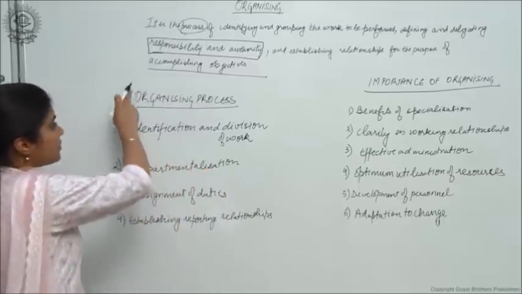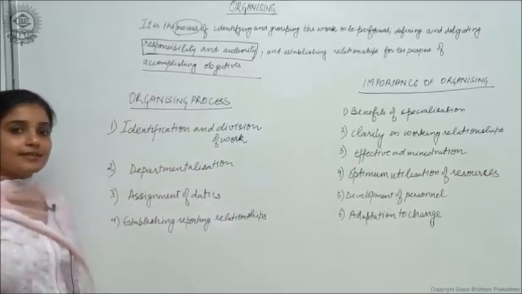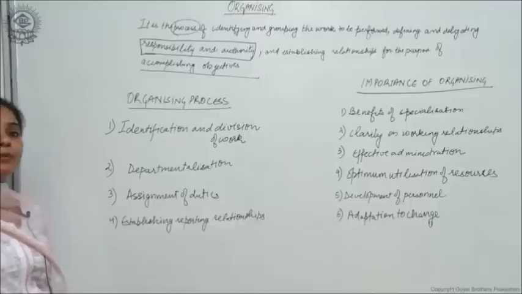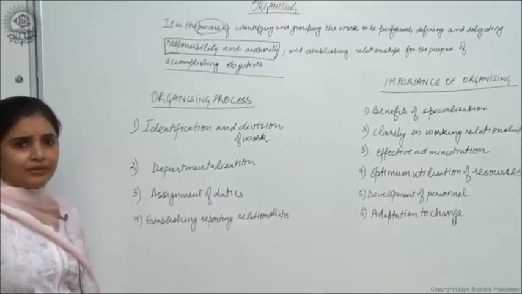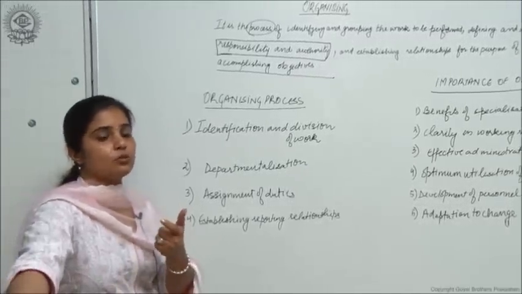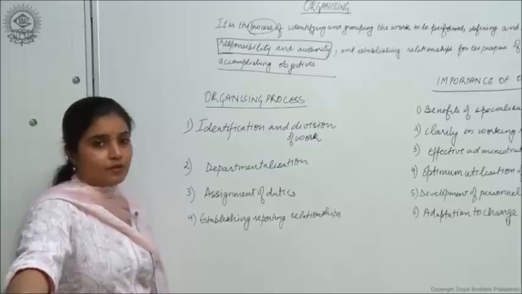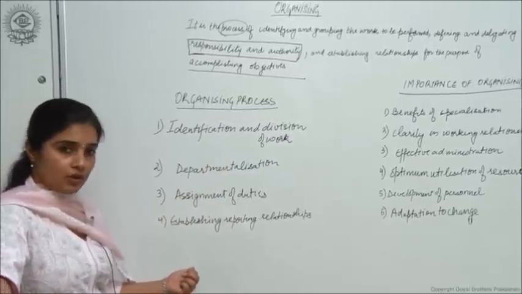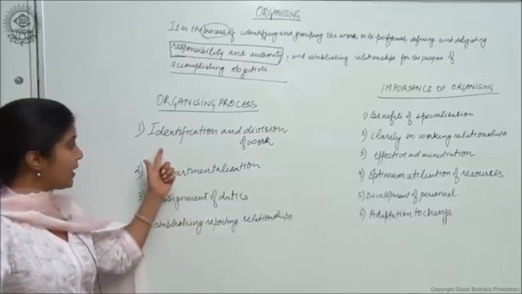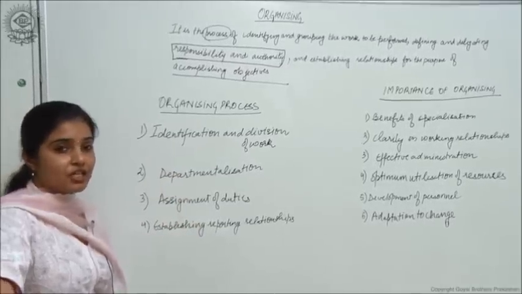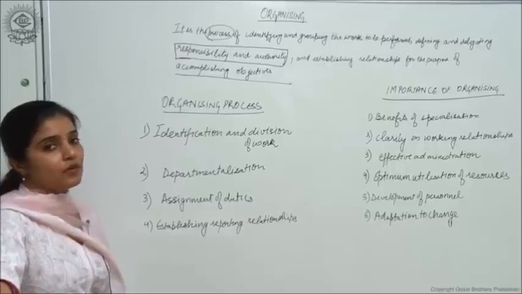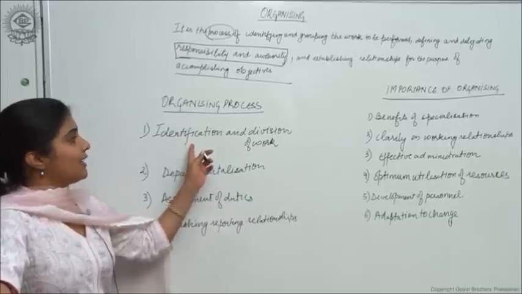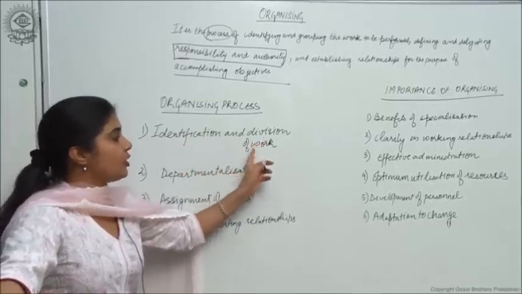Now coming to the organizing process. I said the minute the word process comes in, any kind of a definition, process includes a series of steps which are to be performed. There are 4 steps in the process of organizing. Number 1 being identification and division of work. Identification and division of work.